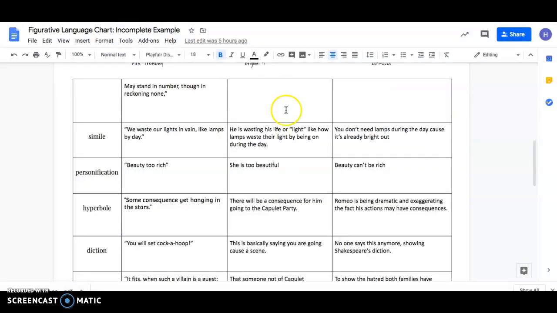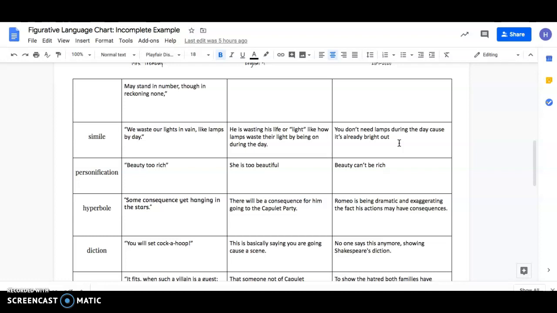But when you come over to the column where you're supposed to analyze, why is it used? What is the impact on the text? What is stated in this column is really just a reiteration of this column over here. You don't need lamps during the day because it's already bright out. That's really just saying the same thing as this in different words. So instead, you need to take the time to think about, why would Shakespeare use this simile here, right?